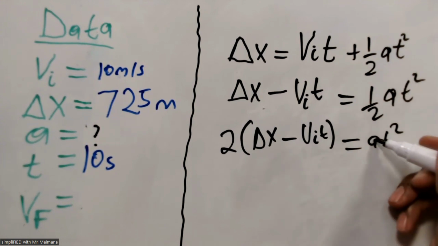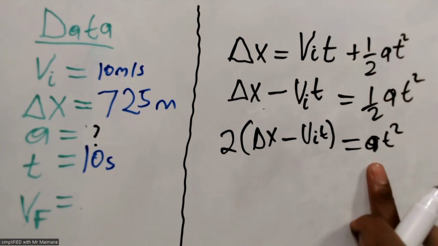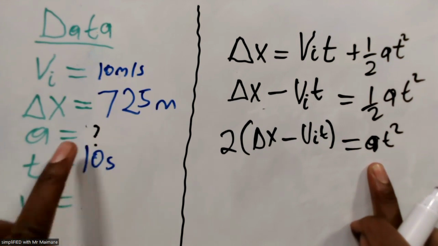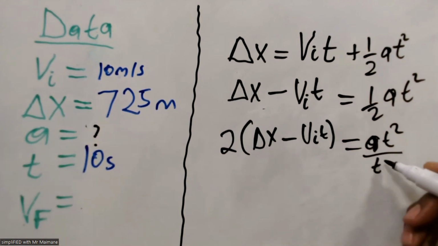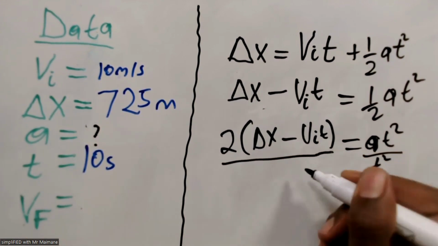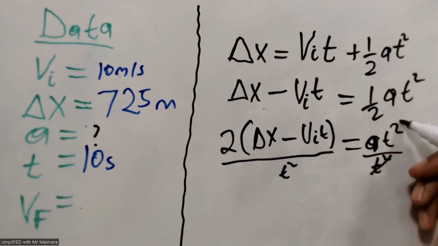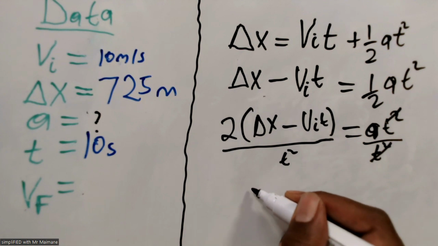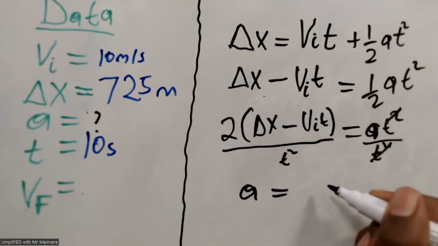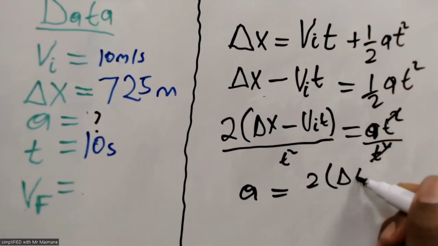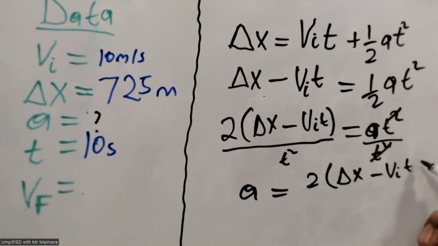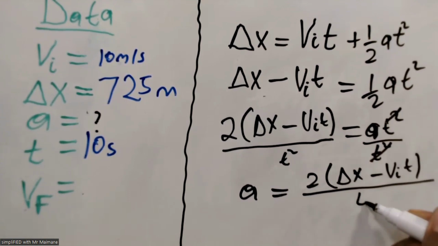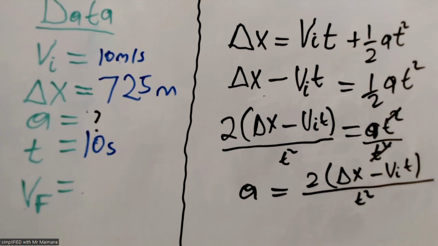But then I'm looking for A. I want to solve for the unknown A. So I'm going to divide by T squared on both sides to have A being the subject of the formula. If I divide by T squared on both sides, I'm left with A equals 2 times change in X minus ViT, all over T squared. And then I can substitute from here.